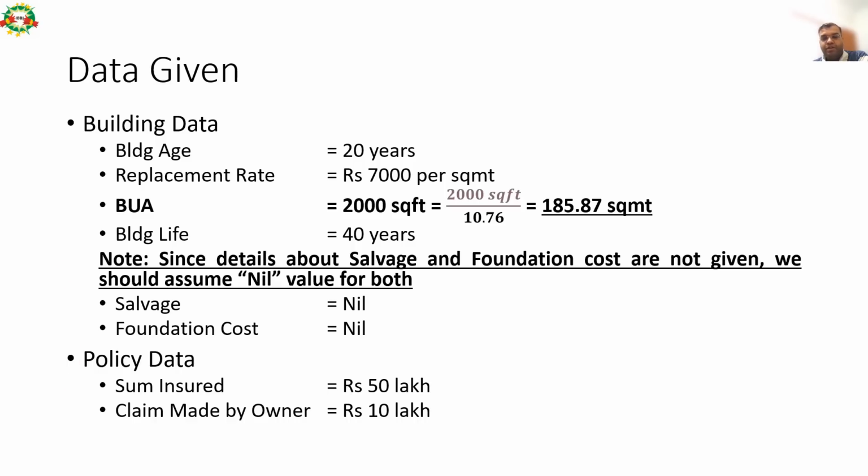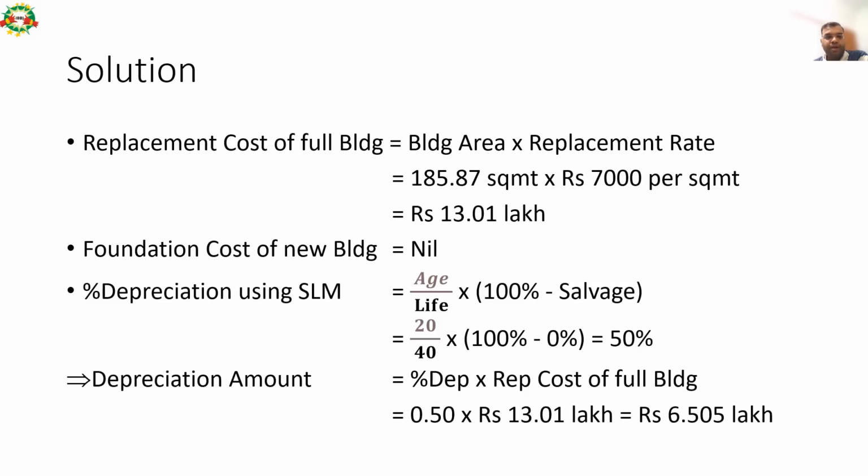Policy data given in the question is sum insured of 50 lakh rupees and claim made by the owner of 10 lakh rupees. So here replacement cost of the full building is equal to building area, which was given as 2,000 square feet but we have converted into 185.87 square meter, multiplied by 7,000 per square meter, the replacement rate given in the question. So replacement cost of the full building is equal to 13.01 lakh. Foundation cost is not given, so we have presumed it nil.